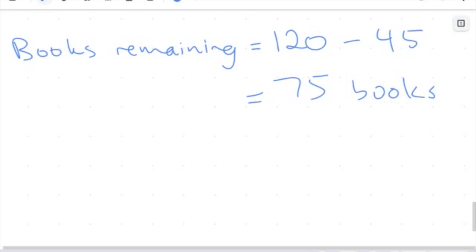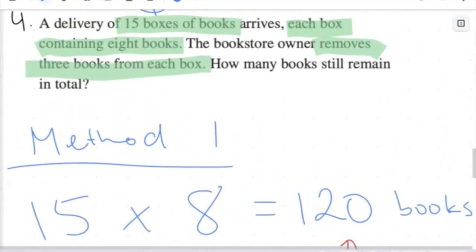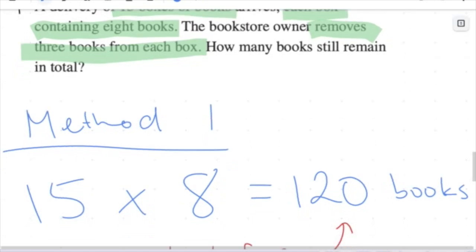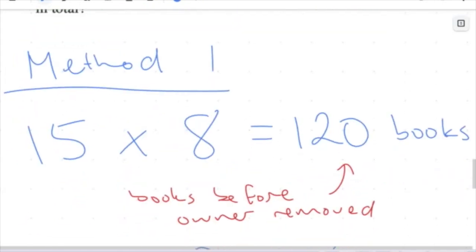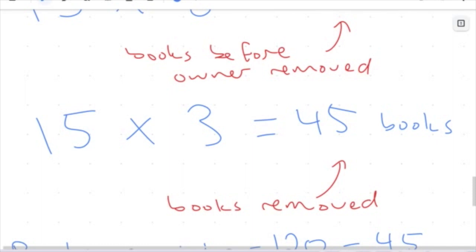So this was a process of doing this question in 2 parts. We had our 15 boxes and we had 8 books for each box, or we can say 15 groups of 8 books. Doesn't really matter. It gives us the same thing. So we found the total amount she got at first, and then we subtract the books taken out. And the total there was 45.